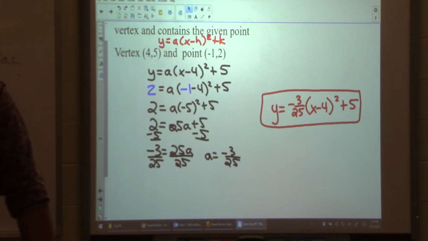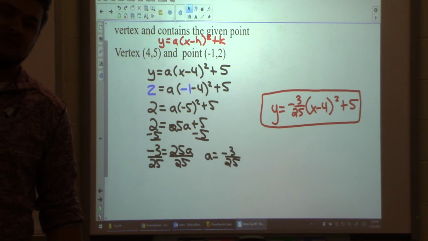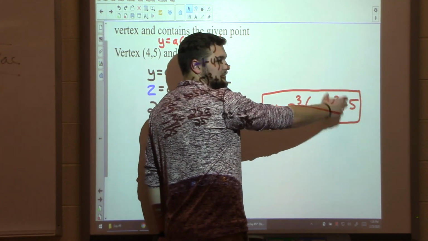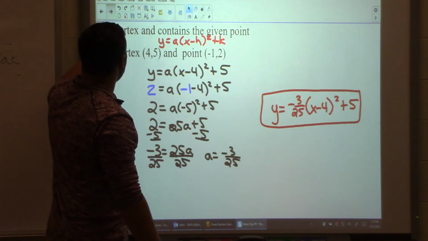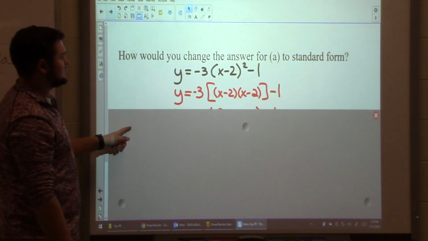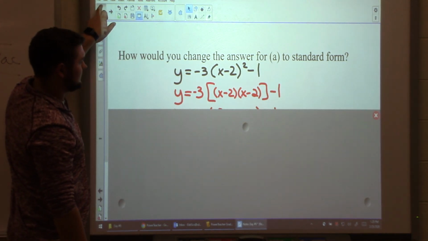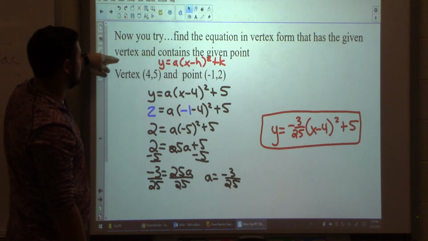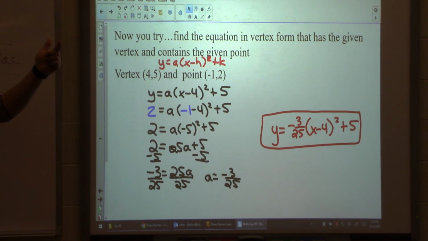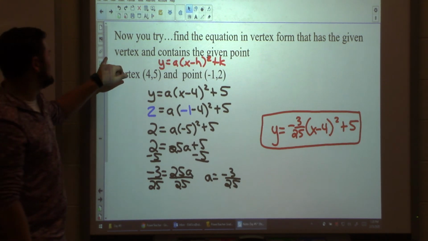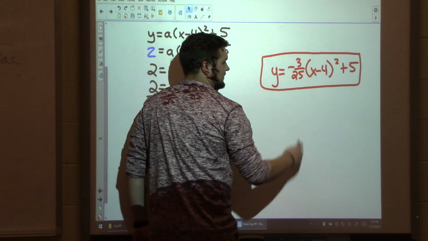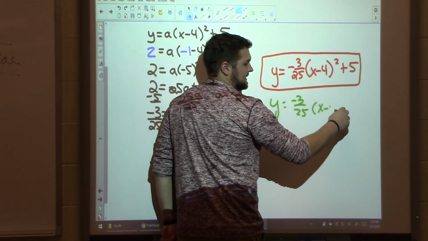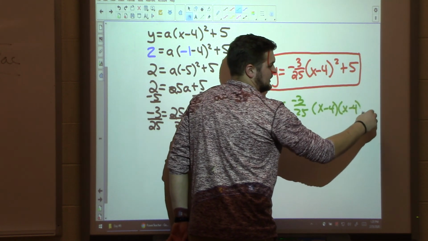Kylie? You have to rewrite the x minus 4. Good, we would rewrite x minus 4 squared as x minus 4 times x minus 4. This is not the same problem. Oh, this is not A? It is A. So we would rewrite it as y equals negative 3 over 25, x minus 4 times x minus 4 plus 5.